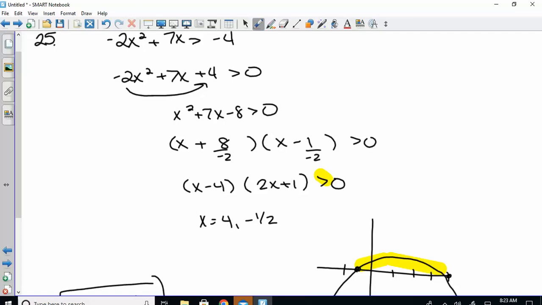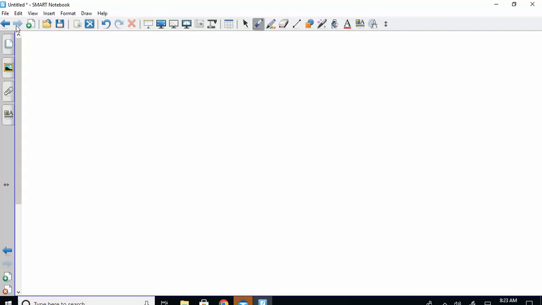Any other questions on that? Make sure on those inequalities that you are drawing a picture to support your answer. Okay.